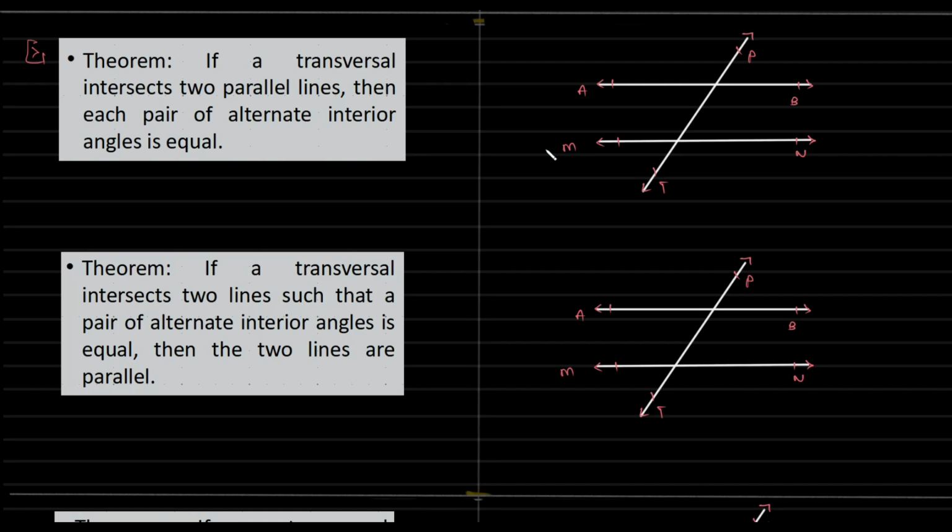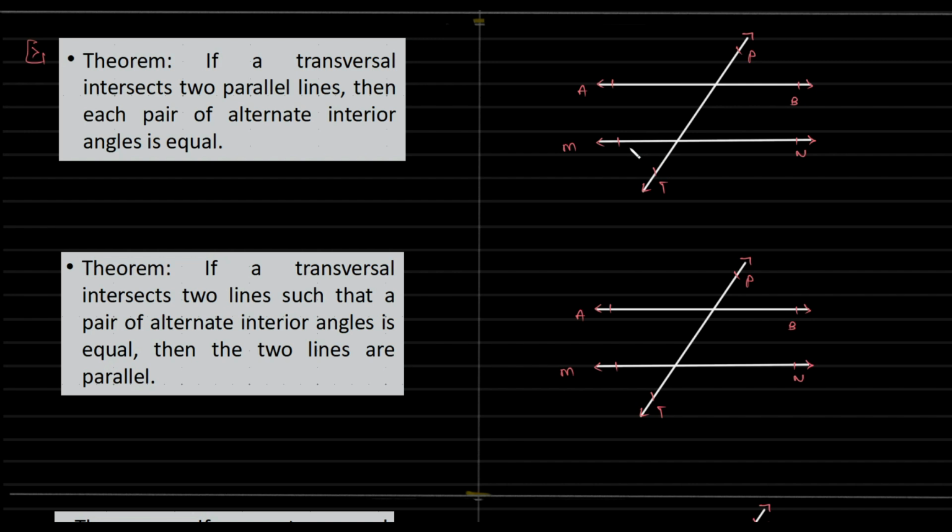So based on your corresponding angle axioms, we have a few theorems that we can prove. I'll state the theorem, I'll explain it, and then we will learn about the proof, post understanding and using it in a few problems. Okay, so theorem, a few examples, and then the proof. If a transversal intersects two parallel lines, then each pair of alternate interior angles is equal.